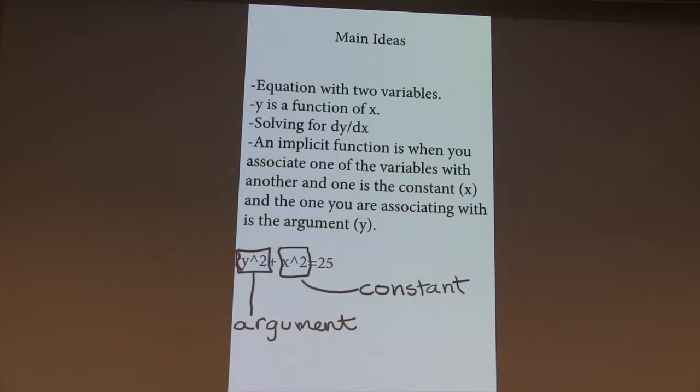Both of these variables are in terms of x. The first variable, called the argument, is represented by y. The constant, represented by x, will always derive to x prime. The argument, therefore, will derive to y prime, or dy over dx.